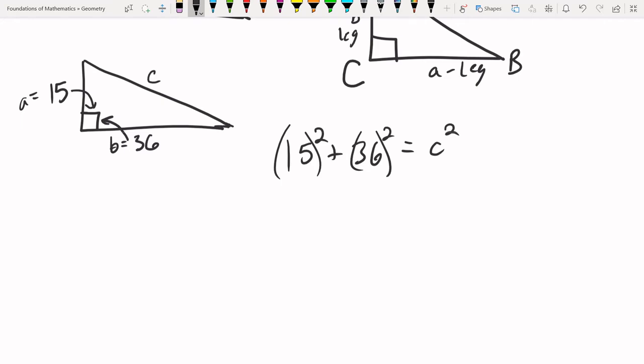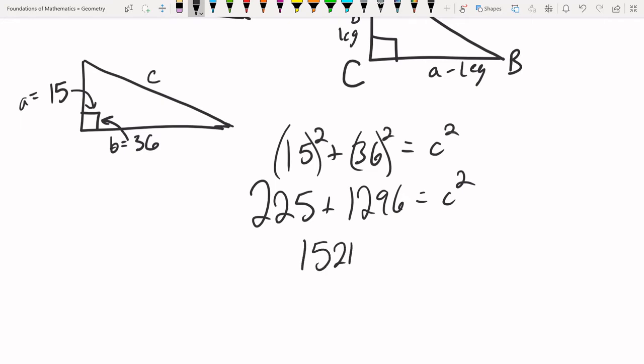Now we just need to figure out what's the square of these. 15 times 15 is 225. And 36 times 36 is 1296. And we add those two up. That gives me 1521 equals c squared. So when we're trying to find the hypotenuse, you just want to actually do the squares of the legs and add them up until you get c squared equals 1521.